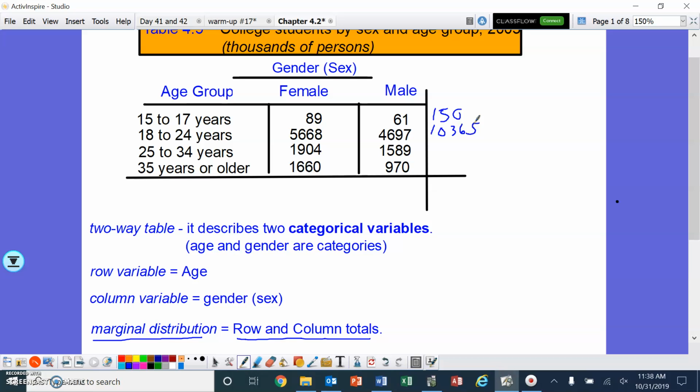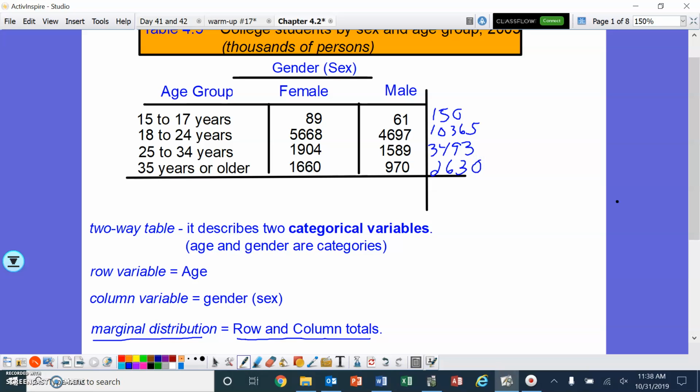Okay, the 25 to 34-year-old, add those up. That should be 3,493. And then the last row, I believe adds up to 2,630.